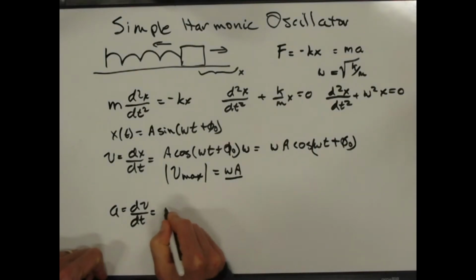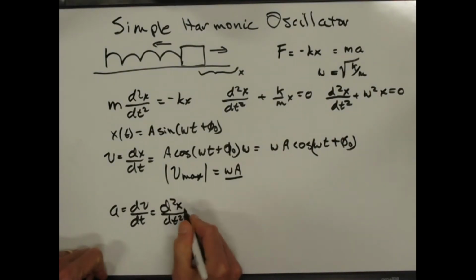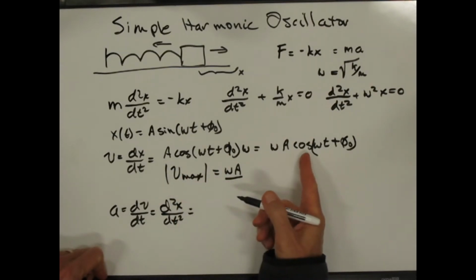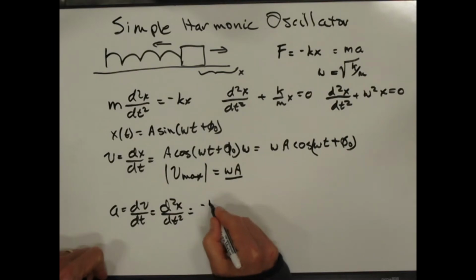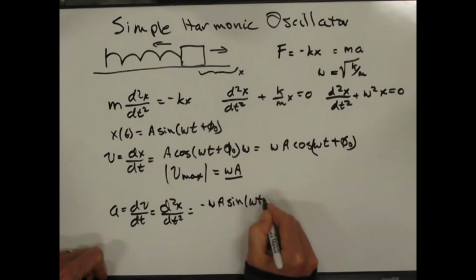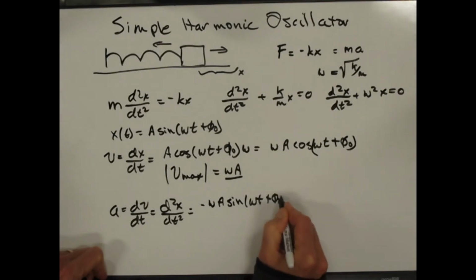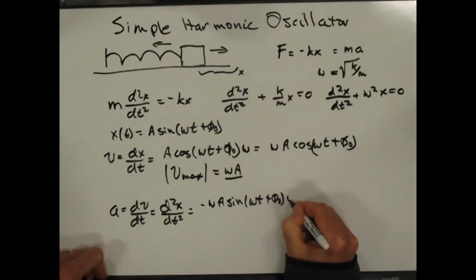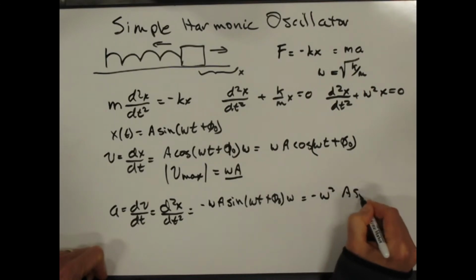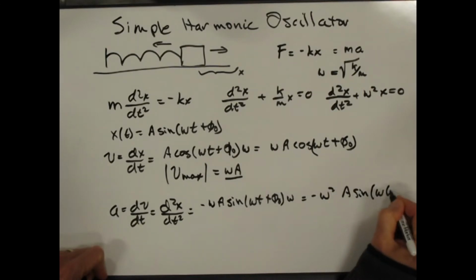And again, it's just going to be the derivative of, in this case, a cosine function. The derivative of cosine is negative sine, so I'm going to have negative omega A sine of omega t plus phi naught, times the derivative of what's inside, which is omega again, and so it's minus omega squared A sine of omega t plus phi naught.